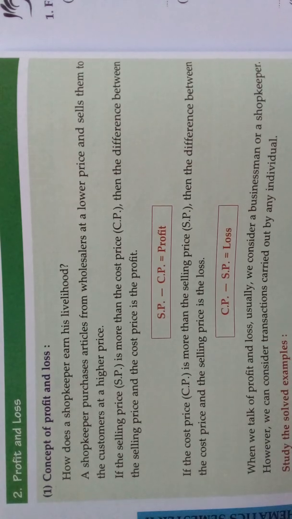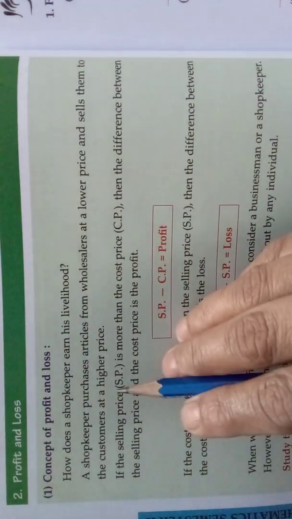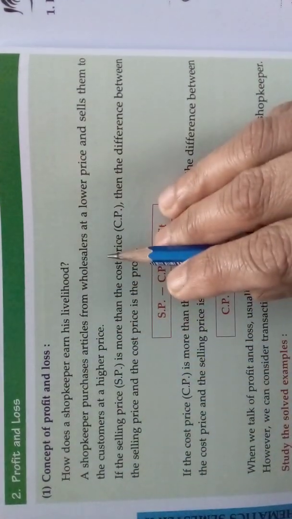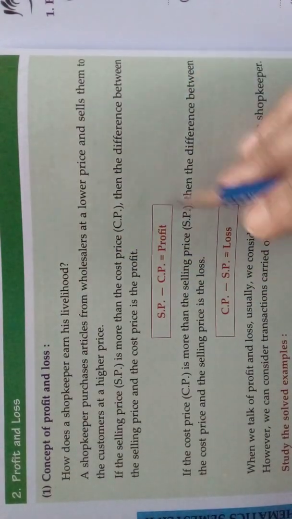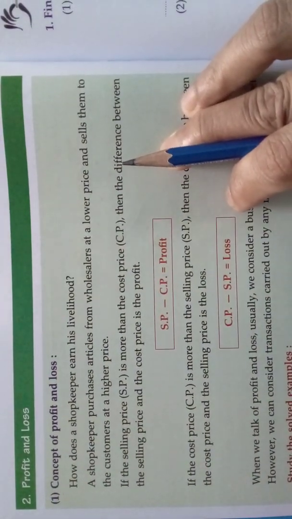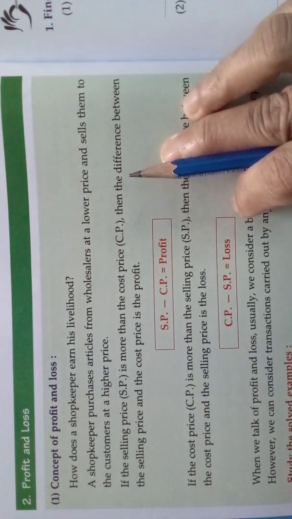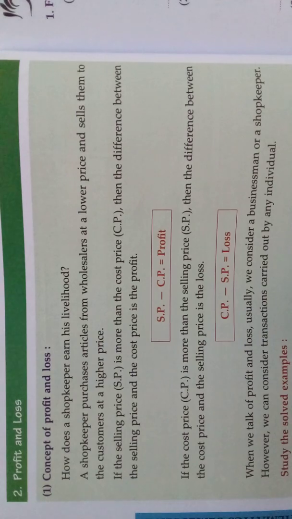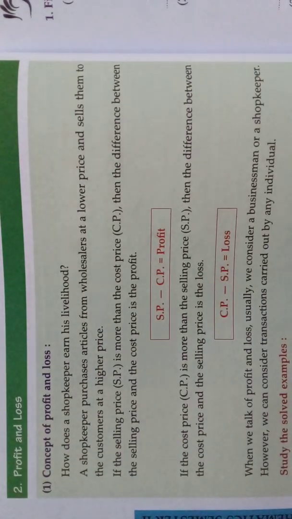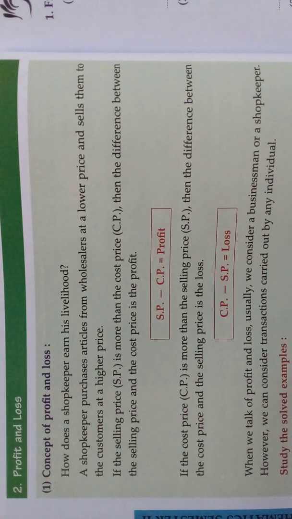By keeping a shop. A shopkeeper purchases articles from wholesalers at a lower price. Wholesale dealers, you know, they will sell the items in a lower price, in a large quantity. They won't give one small item. If you take pencils, they won't sell a single pencil. They will sell in a big box like that. That is about a wholesaler.